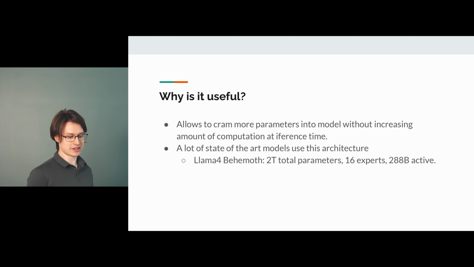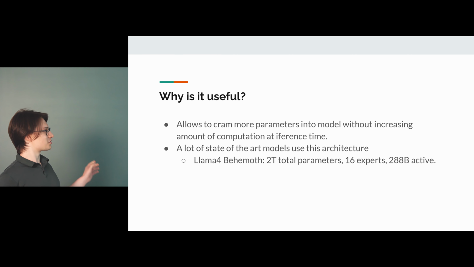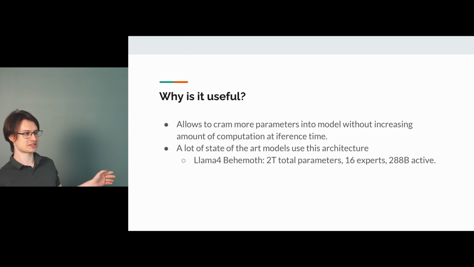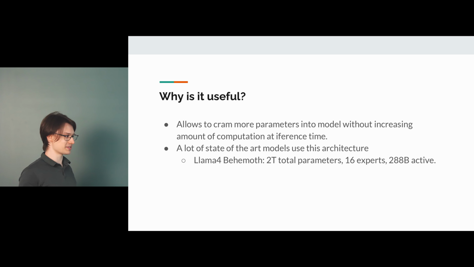Okay, and why is it useful? As I said, it allows you to cram in more parameters without increasing the amount of computation at inference time. And big models are now really concerned with inference time because inference is most of the lifetime of the model. And the big state-of-the-art models are actually using it. I pulled up the data from Llama 4 Behemoth, and it has 2 trillion total parameters, and it uses 16 experts to have fewer active parameters, around 300 billion.